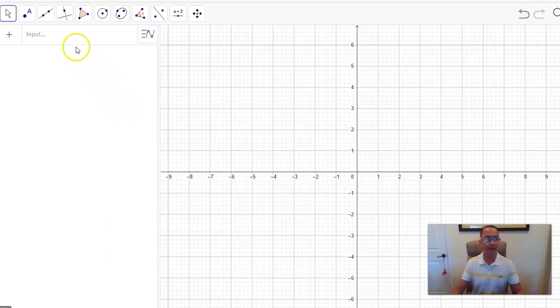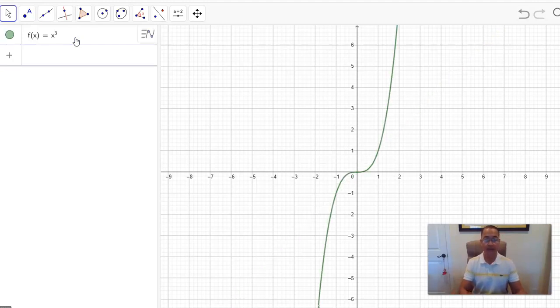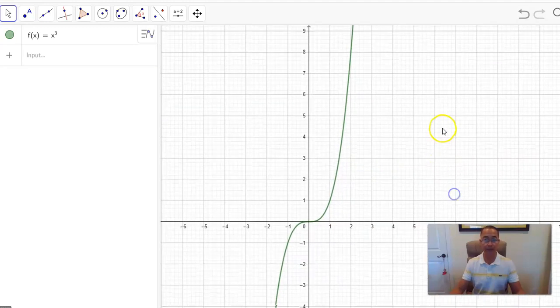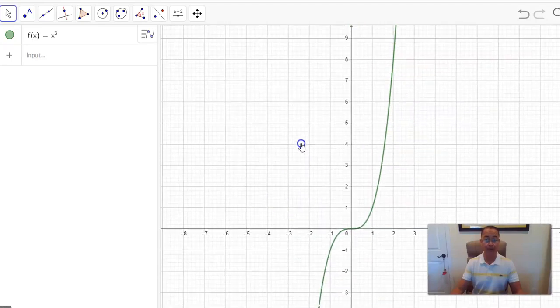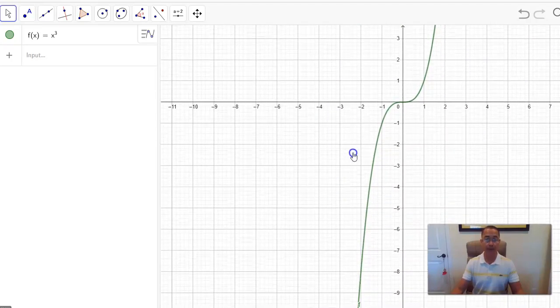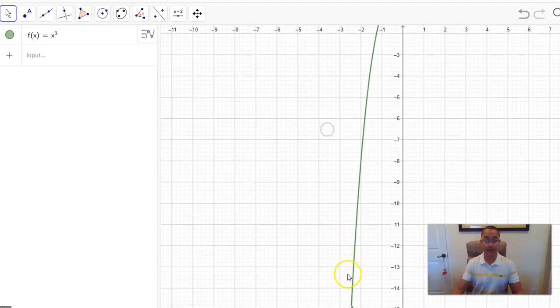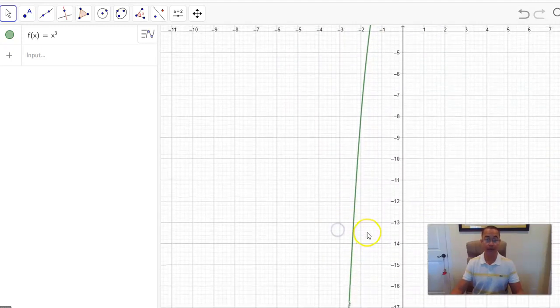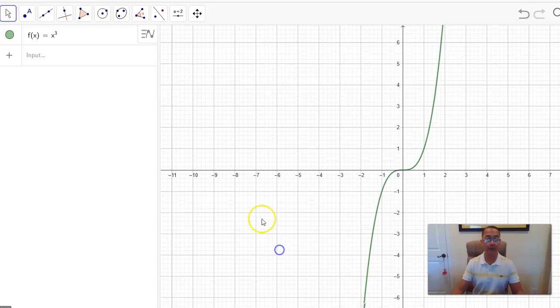All right, here we are in GeoGebra. So let us input x to the third power, and that should look familiar. As x gets bigger and bigger to the right, f of x, the y-coordinate, is also getting bigger and bigger. But as we go to the left this time, to minus infinity, y is getting larger and larger, but with negative values. So it looks like our 2 limits are correct.